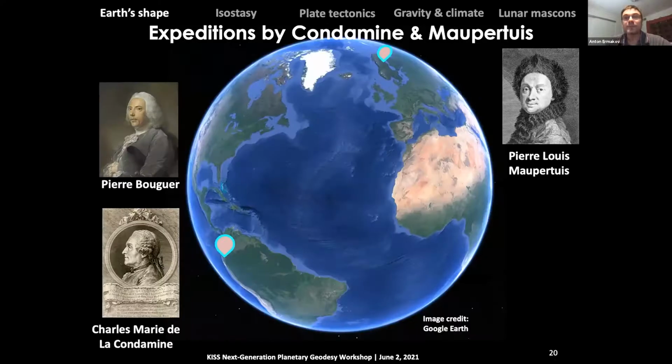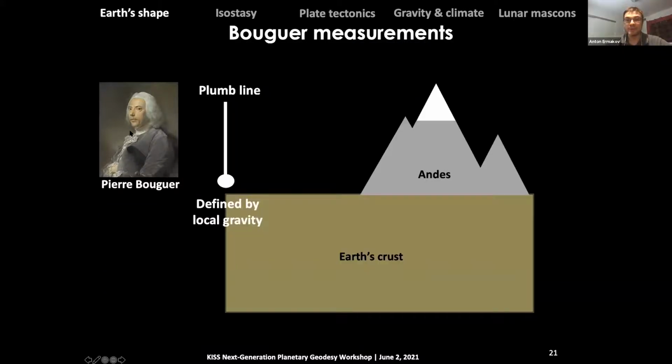Okay, let's move on to the second topic, which is isostasy. On the South American expedition, there was another key figure. His name was Pierre Bouguer, and he was a pioneer of gravity measurements on the Earth. While in South America, during his spare time, Bouguer set out to measure the gravitational attraction of the mountains, the Andes.